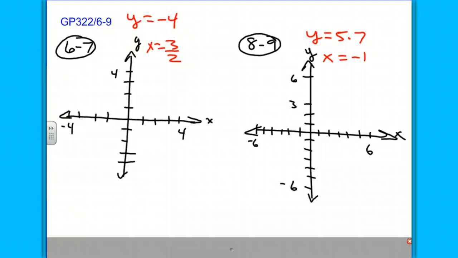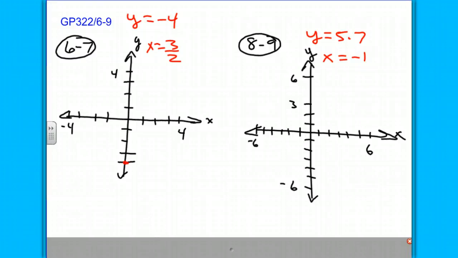So with the first one, y equals -4. If you start right at the point of origin 0, 0, where do I go to y equaling -4? Do I go up, down, left, or right? Down. So you go 1, 2, 3, 4. And there's one point that is at y equals -4.